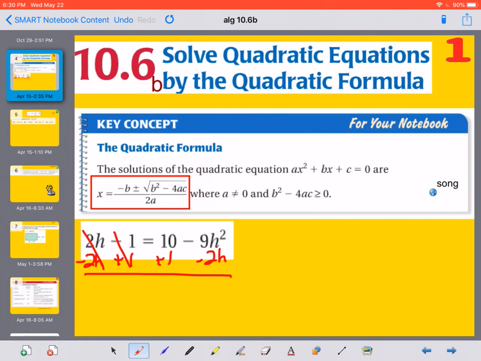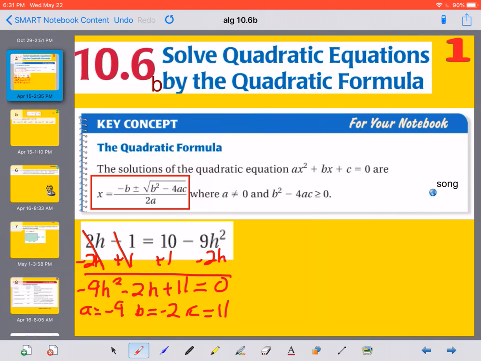If I do negative 9h minus 2h, I'm going to get negative 11h squared. Oh, hold on, I can't do that because one has the squared and one does not. So it becomes negative 9h squared minus 2h. Now 10 plus 1 is 11, so plus 11 equals 0. My a here is going to be negative 9. My b is going to be negative 2, and my c is going to be 11.